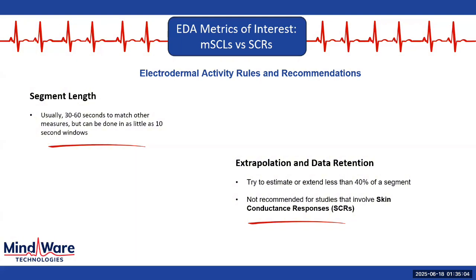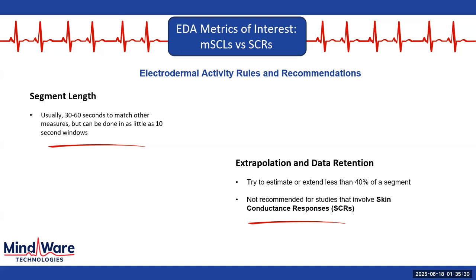But with some light recommendations, we would normally say looking at these data in 30 to 60-second segments is ideal. Normally, groups will be looking at the other physiological measures such as heart rate variability and impedance in that same window, and so usually matching that is the most helpful thing to be done. As far as how small of an epoch, what is the minimum amount of time that I could look at a segment?